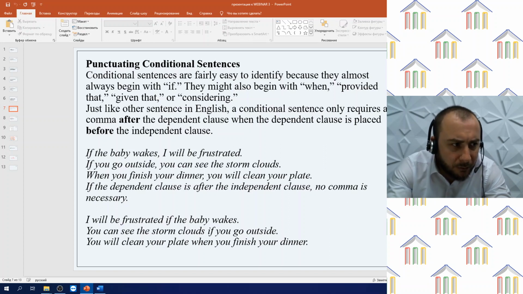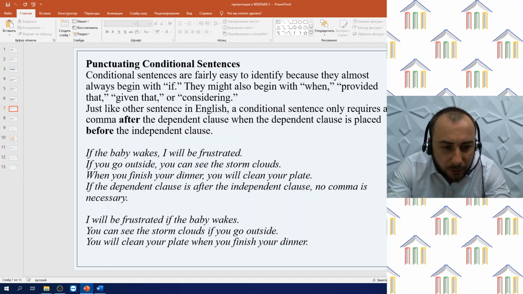Examples: if the baby wakes, I will be frustrated. If you go outside, you can see the storm clouds. When you finish your dinner, you will clean your plate. If the dependent clause is after the independent clause, no comma is necessary.